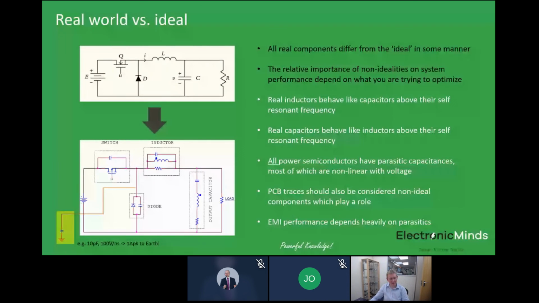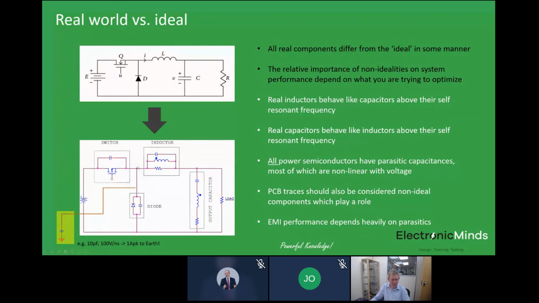To give you an idea on the magnitude there, imagine this capacitor is only 10 picofarads. That sounds like absolutely nothing. Well, this switching node here on this converter, if it's using a modern power semiconductor device, could be moving at 100 volts per nanosecond, very, very fast. That would inject currents of 1 amp peak in and out of Earth, and that's purely generating common mode noise. It's one of the most common causes we see of EMI problems.